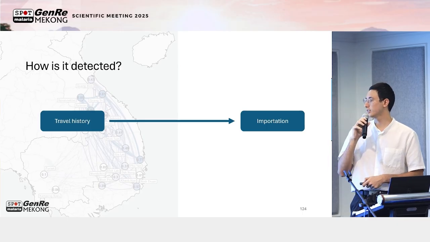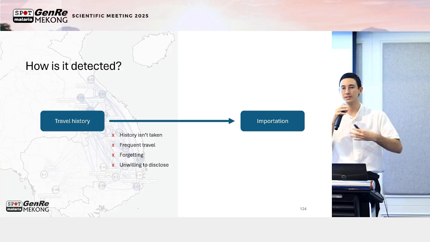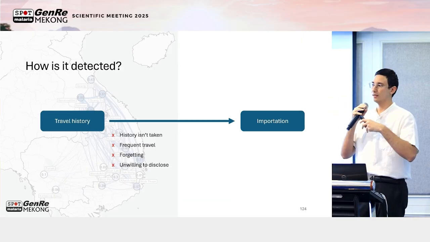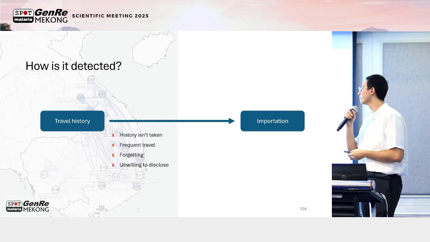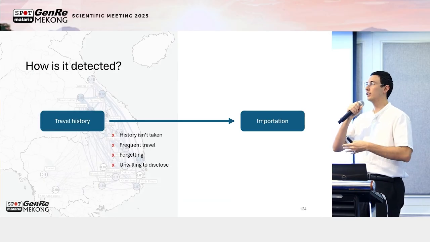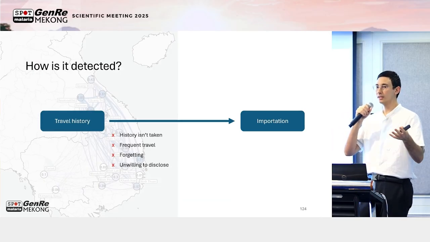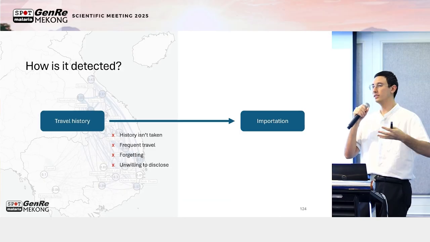A lot of things can go wrong. For example, a history might not even be taken, so a patient can present, be diagnosed, and be treated and sent back without a history ever being taken. Another thing that can happen is that the patient can have traveled frequently between endemic regions and have forgotten which regions they have traveled to.